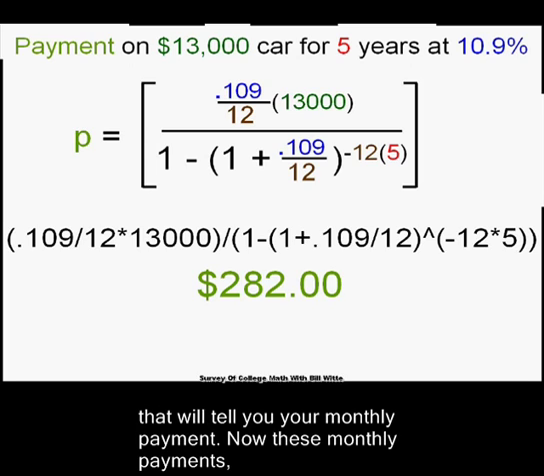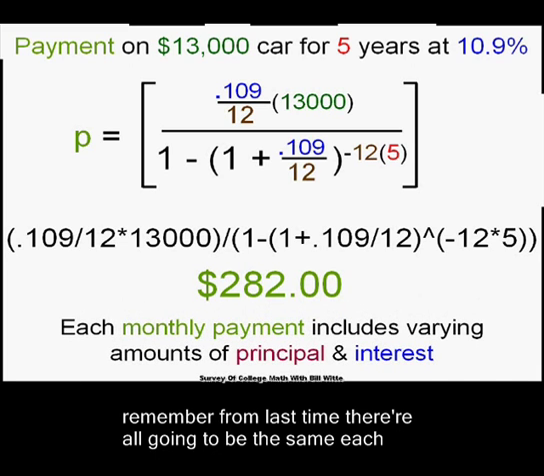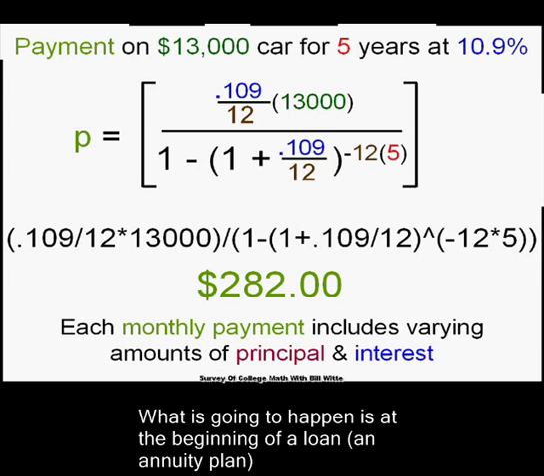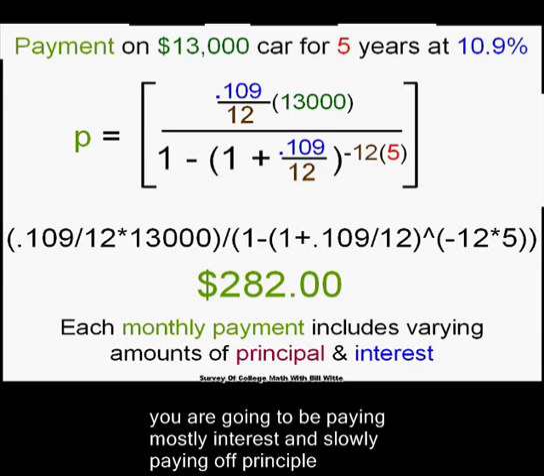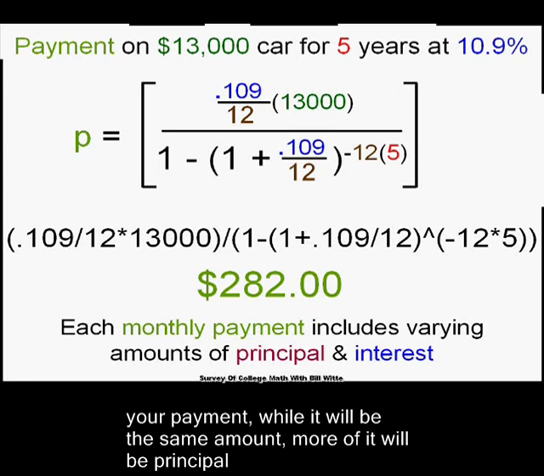Now these monthly payments, I hope you remember from last time, are all going to be the same. It's going to be the same every month. But each one is going to include a varying amount of principal and interest. And what's going to happen is at the beginning of a loan, you're going to be paying mostly interest and slowly paying off principal. But as the loan goes on and on and on, as the annuity goes on and on and on, your payment, while it will be the same, more of it will be principal and less of it will be interest.